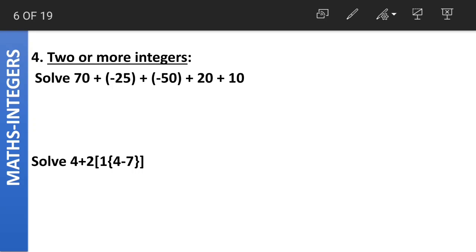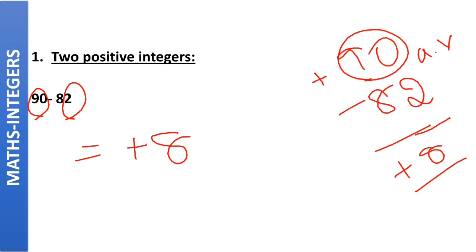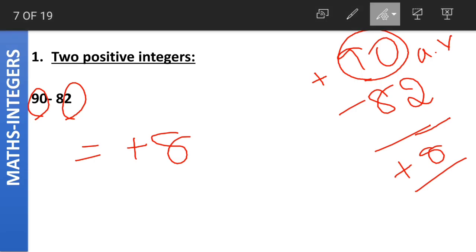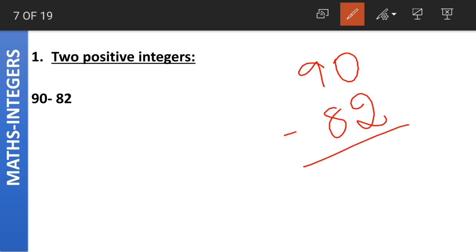That was all about addition of integers. What comes after addition? After addition, we have subtraction of integers. The first case possible is that we have two positive integers, and how do we subtract them? We are having two positive integers, 90 and 82, here. How do we subtract them?